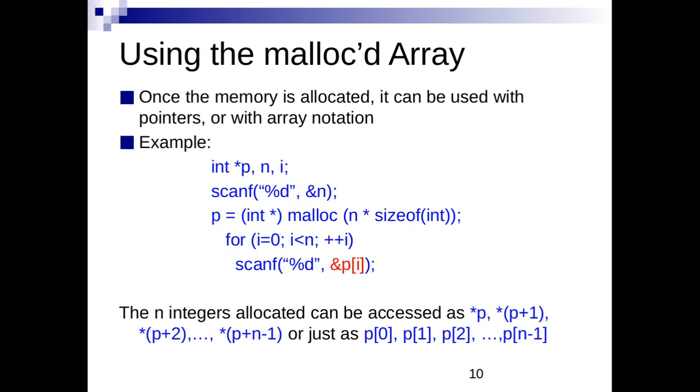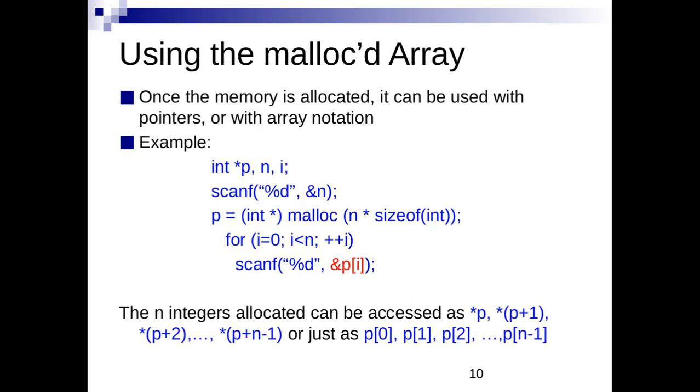Once the memory is allocated, it can be used with pointers or with array notation. This is because the memory is contiguous, so any pointer that points to the first byte of that memory can be used to access the entire memory block. That block can be traversed using pointer arithmetic or using array notation.